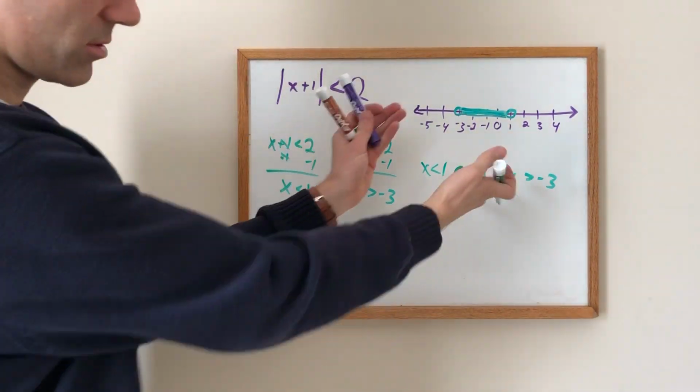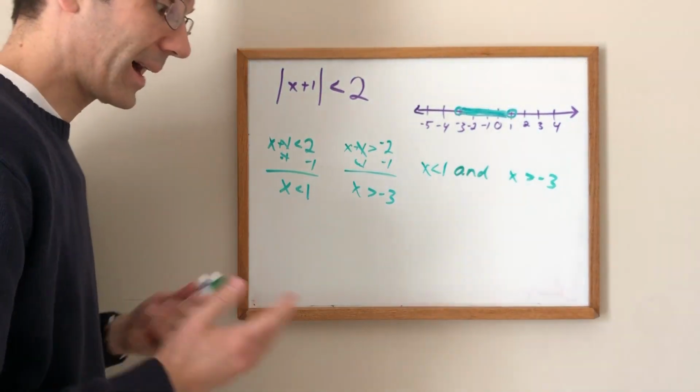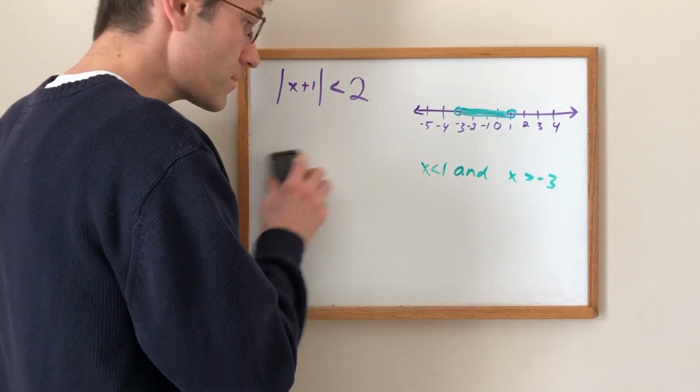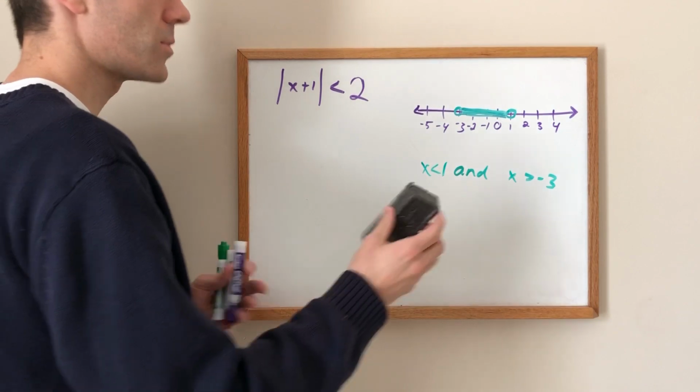And that is the final answer right there. So let's do the one beside it. It's going to be the same idea, only the inequality symbol is turned around the other way. And once we've done a couple of them, we'll begin to realize what the pattern is, and we'll go from there.